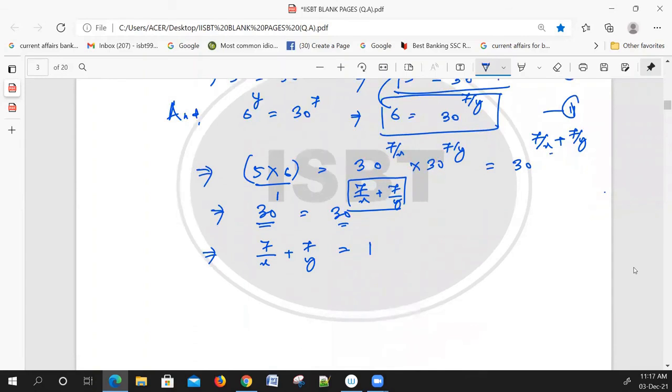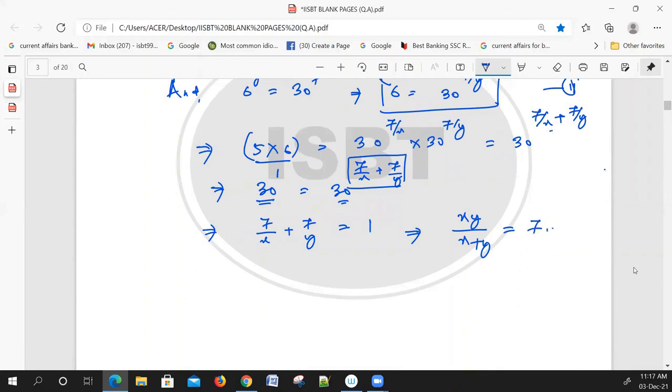So now in the next step we can write the LCM is xy by x plus y. So we can write 7. Okay, so the answer is 7. 7/x plus 7/y is equal to 1. So 7(x+y)/xy is equal to 1. Okay, so xy by x plus y is equal to 7. This is the answer.